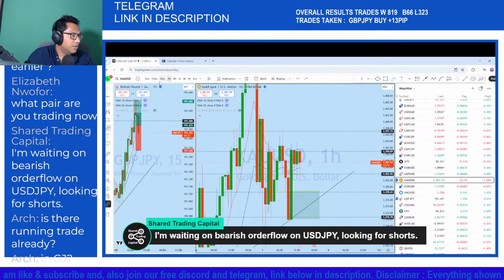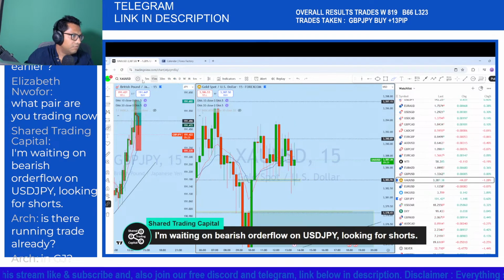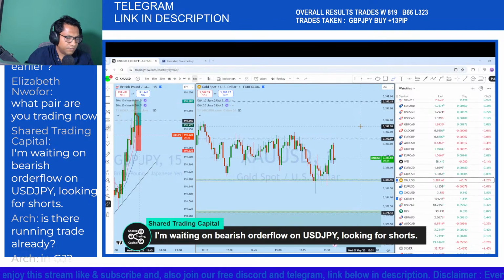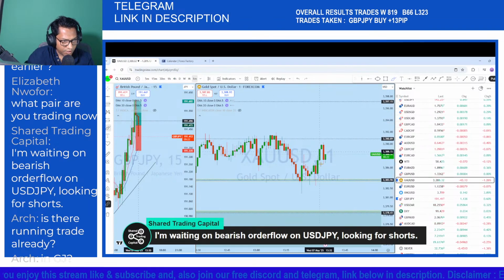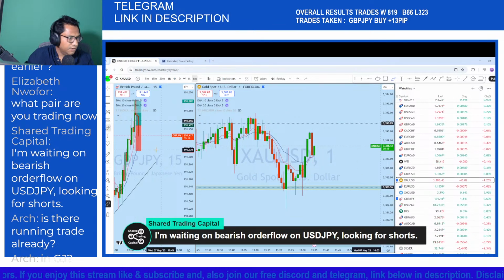On the lower time frame, gold is choppy. It's again coming here for another potential drop, and you can see it drop again in this area.